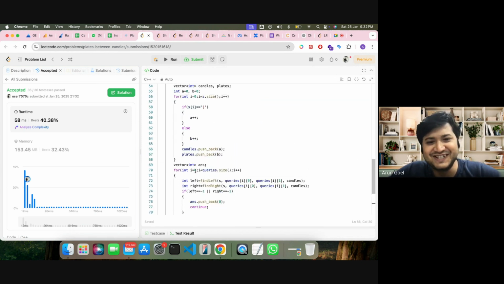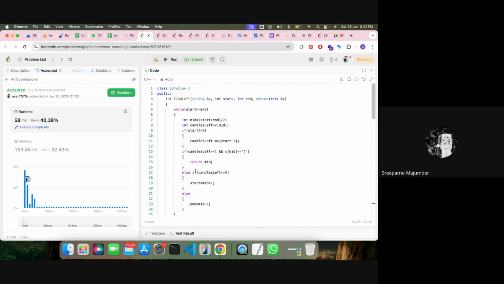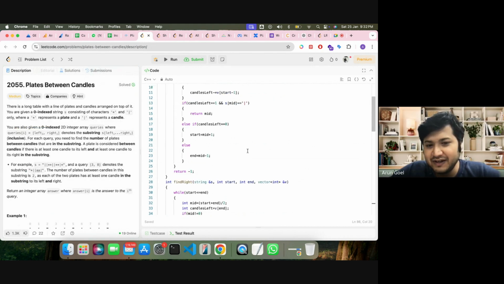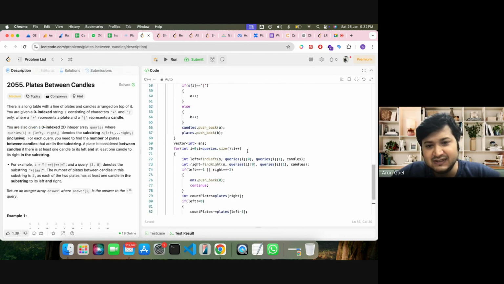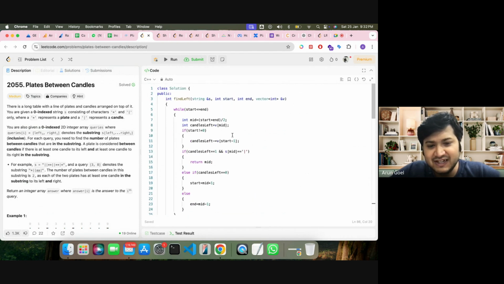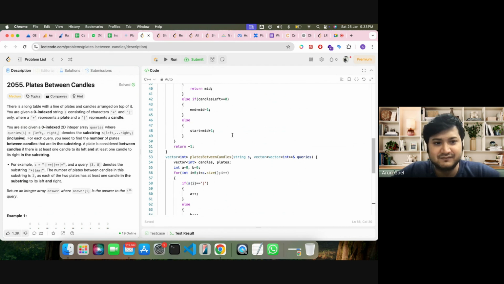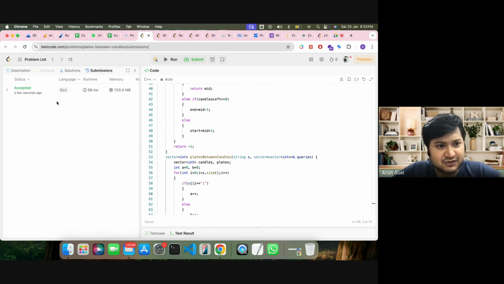Approximately 100 lines of code. You were right, Sriparno. But interesting question though. That's a lot of lines of code. Let me check if I've done this in the past or not. No, I've also done it for the first time. So yeah.